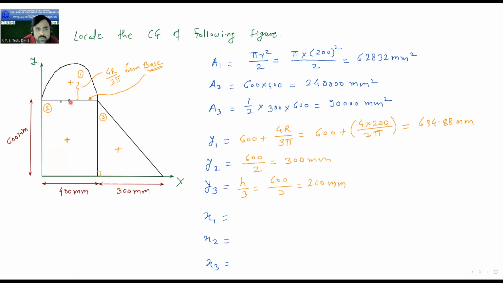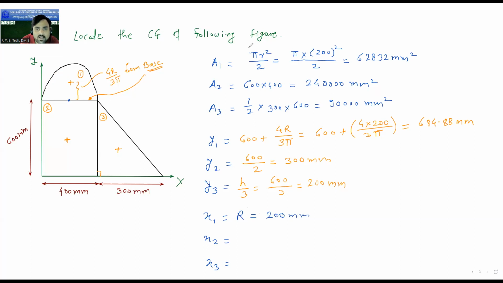You are having this formula in your notebook. You can refer this case. Okay, this type of semicircle, I have given you the formula how to solve this. So y bar is 4r by 3 pi and x bar is equal to radius r. So here x bar is equal to r, which is the radius, which is equal to 200 mm.